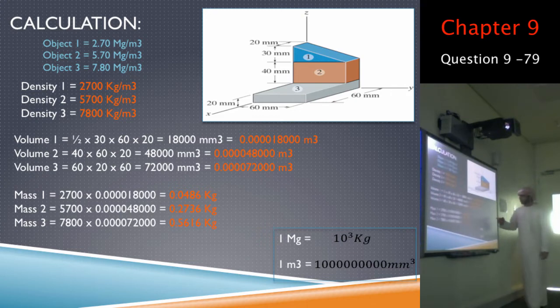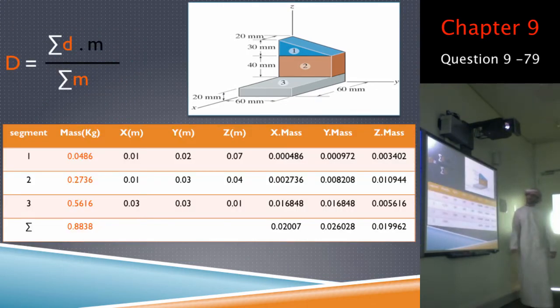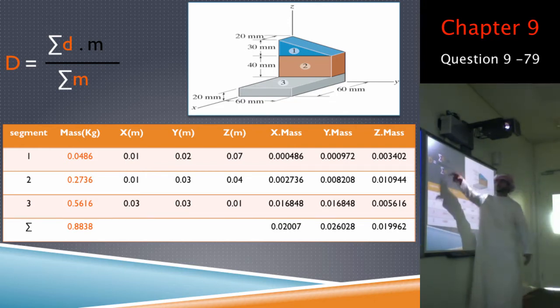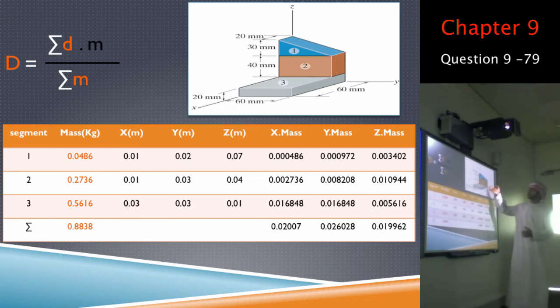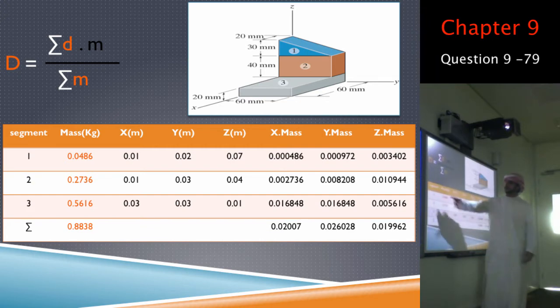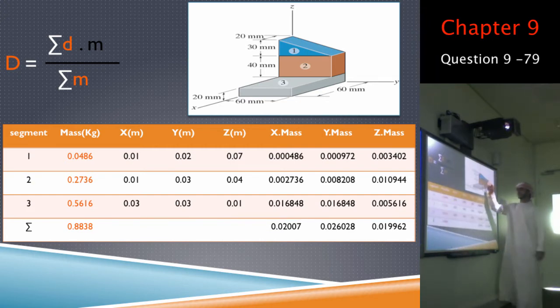Okay? Now we will go to the table. It's easy to solve. As I said, we can use the summation. So we want to find the distances x, y, and z, since this graph is three-dimensional. For block 1, which is the triangle, the x distance is here, 20 millimeters divided by 2, we get 10 millimeters. Converted to meters, we get 0.01.